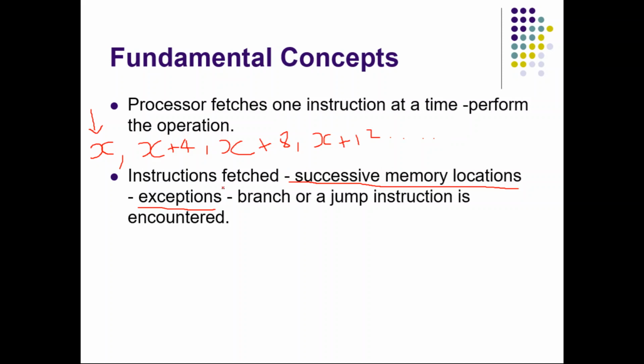But it is not always the case, because the program may also include branch instructions or jump instructions. These are some of the exceptions. In such cases, this sequential flow of instruction execution may get disturbed. The next address location may not be the successive memory location. It may be very much different. Whatever may be the case, the address of the next instruction to be executed will always be available in the program counter.